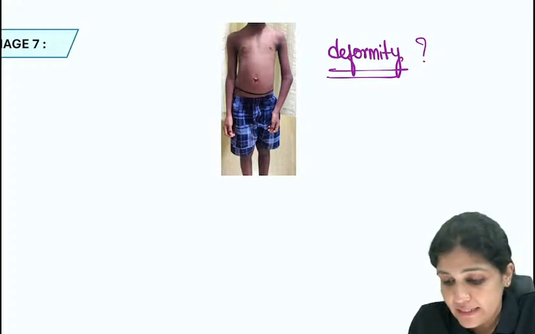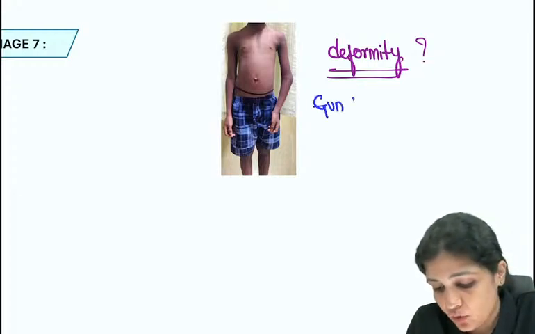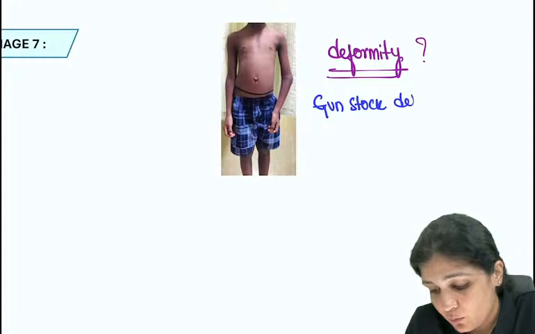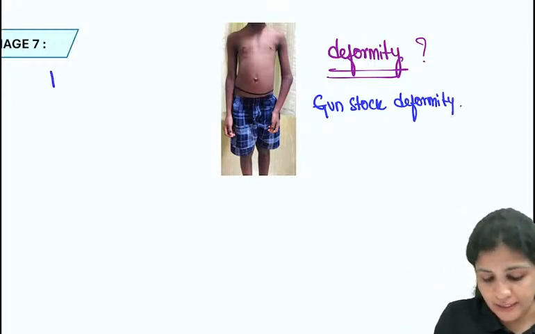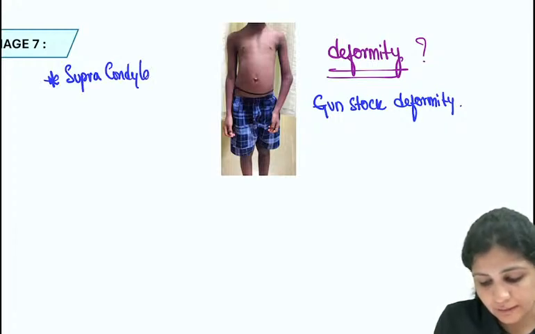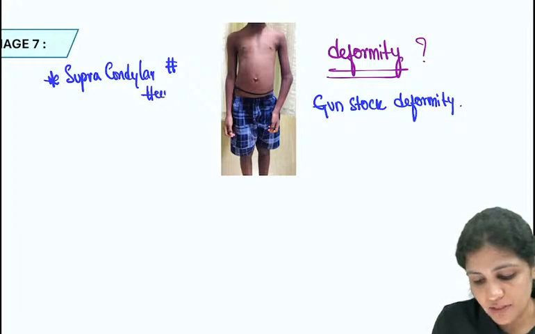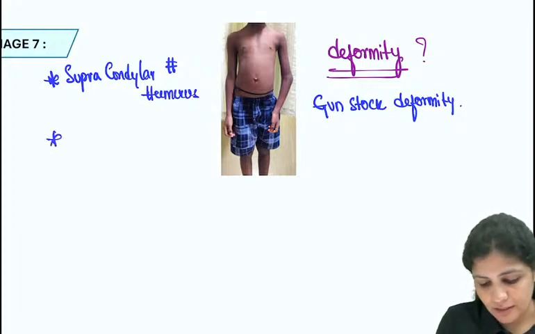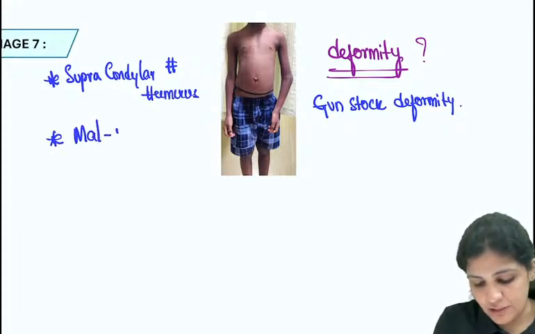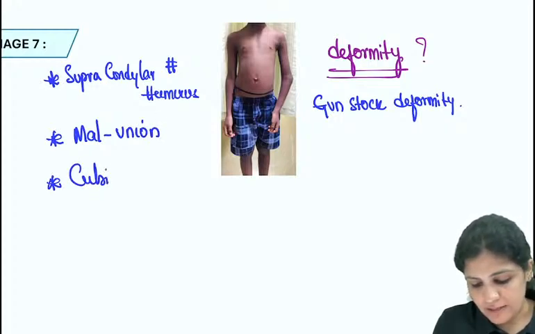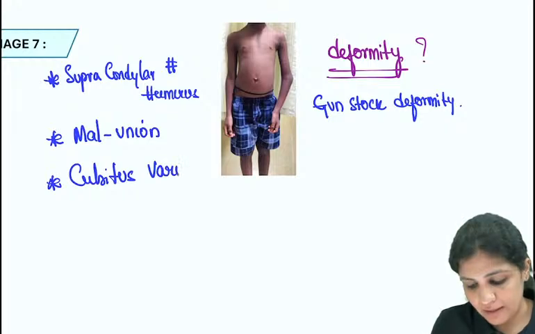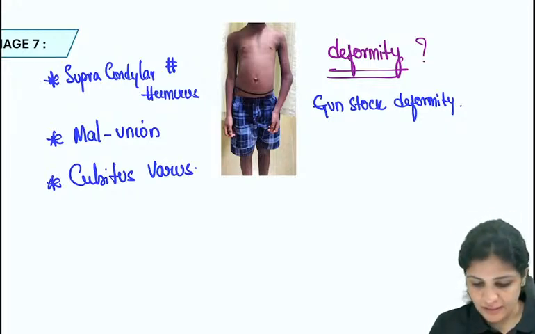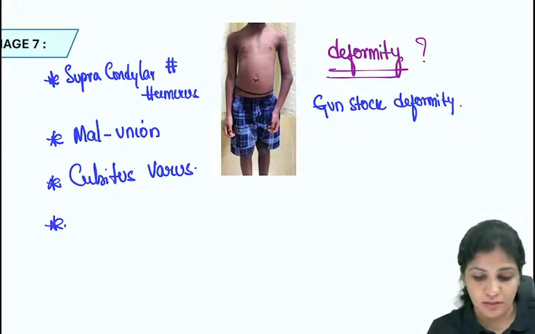Yes, very good. This is called the gunstock deformity. What is a gunstock deformity? This is usually seen in supracondylar fracture humerus, right? And this is a condition of malunion. It is called cubitus varus, and it is also called a gunstock deformity.